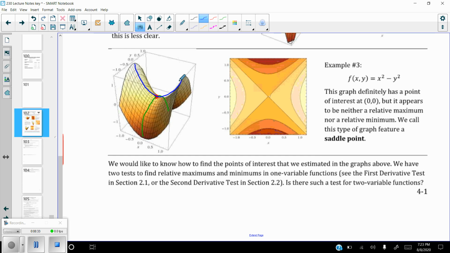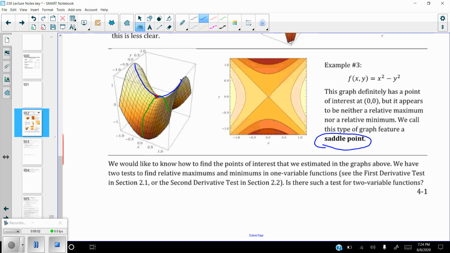When you have such a point where you have both a relative maximum and a relative minimum at exactly the same point, it is what is called a saddle point. And if you look at the shape of that thing, it kind of looks like the saddle that you might throw on a horse. So that's probably why they call it a saddle point. All right, so we can actually, again, find these points of interest that we estimated in the graphs above. We have 2 tests for relative max and mins in one variable. Now this is going all the way back.